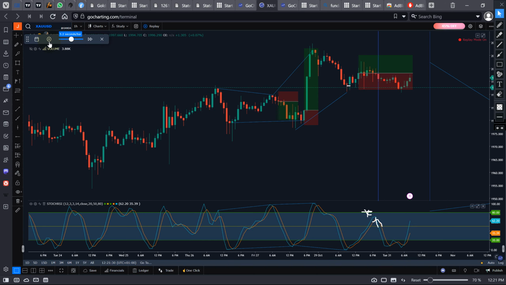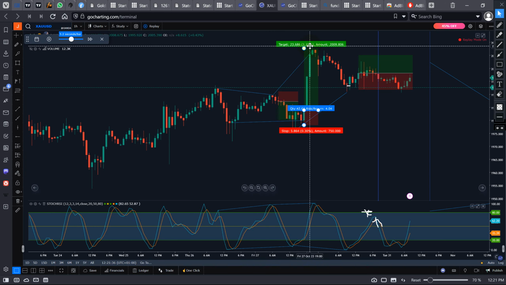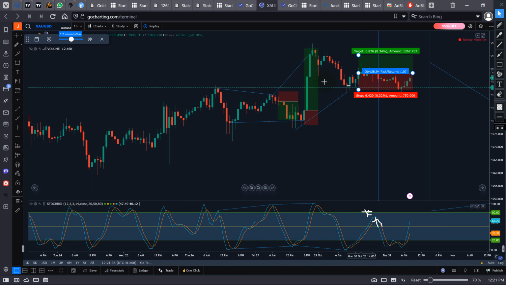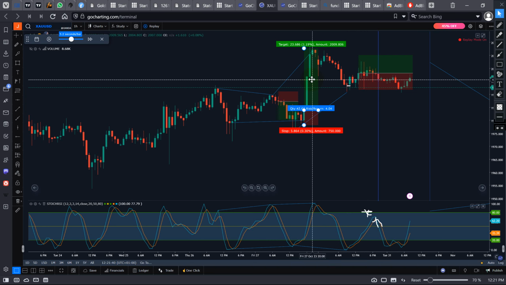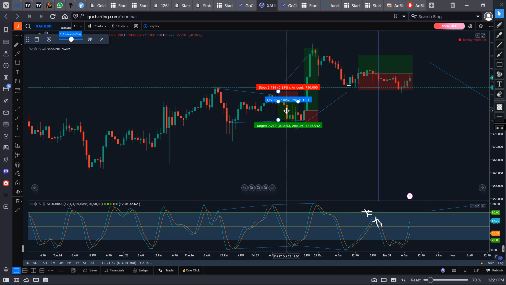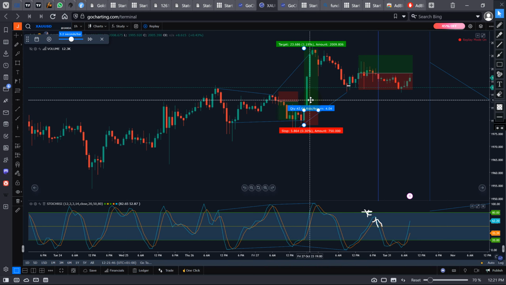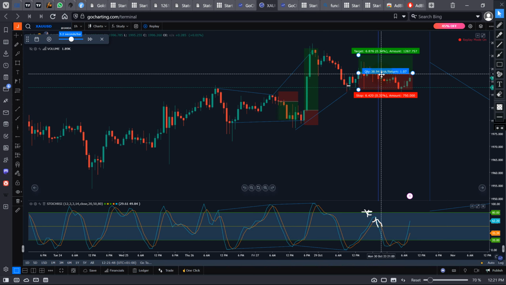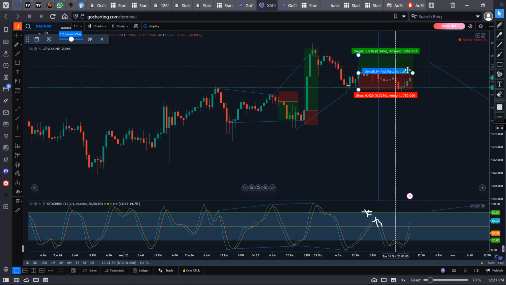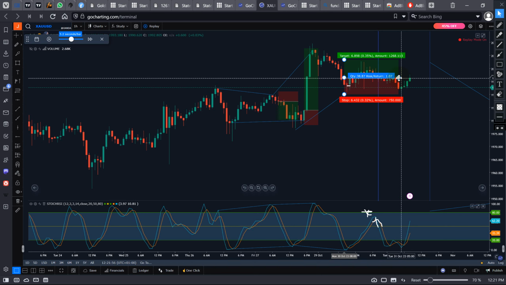Now, remember what I told you. Trading is a game of probability. We won this one, we won this one, but we've lost this one. This one gave us, let's say, 3 arrow or 4. This one gave us almost 2 arrow. So total is about 6 arrow, right? This one took us 1, so we are down to 5 arrow. So which is still profit, okay? Which is still good.